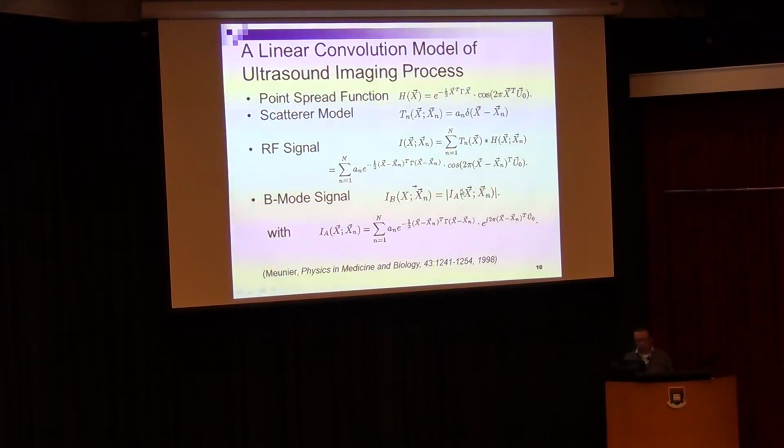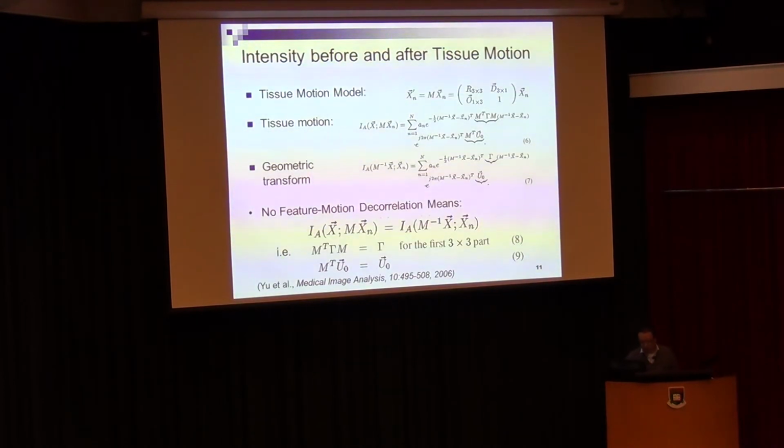Or in other words, we take the Hilbert transform of the original signal and make that the imaginary part, and then add it back to the original RF signal part. And then the amplitude of this analytical signal will be the B mode signal. So this is a widely accepted linear convolution model used in ultrasound imaging.